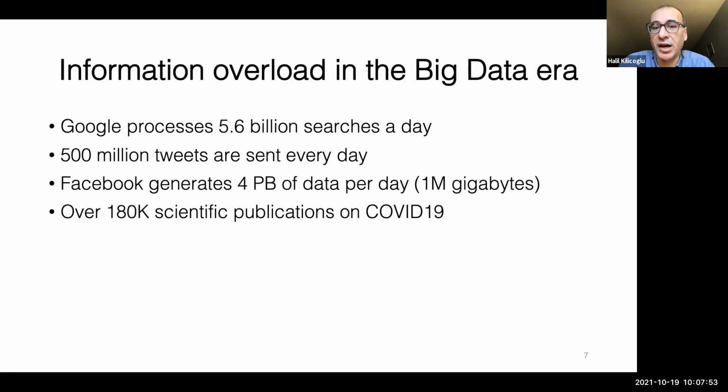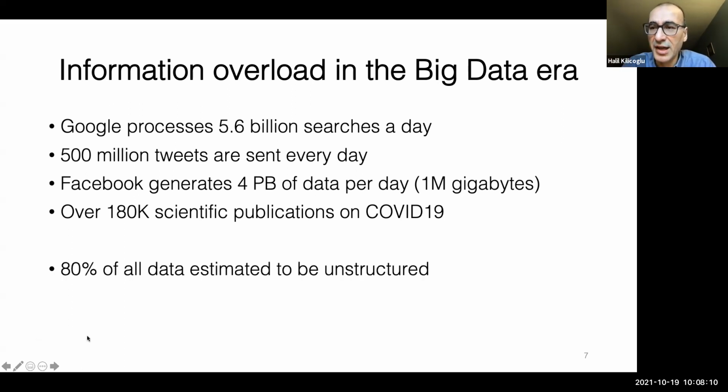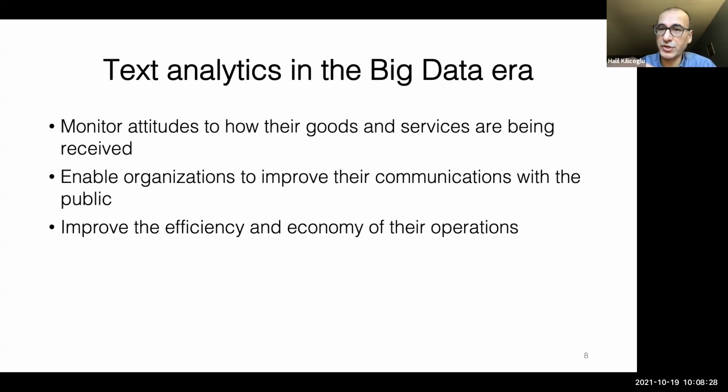And from my field, we've just witnessed in the last 2 years, there are over 180,000 scientific publications on COVID-19. This is in less than 2 years. And no one person is expected to understand these publications. It's impossible. And as a broad estimate, 80% of all data is estimated to be unstructured or text data. So we need methods to help us understand and make sense of this data.